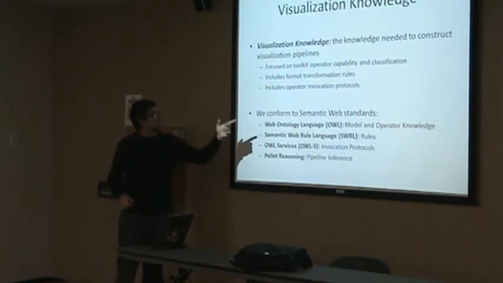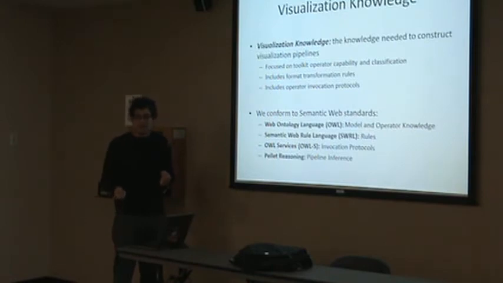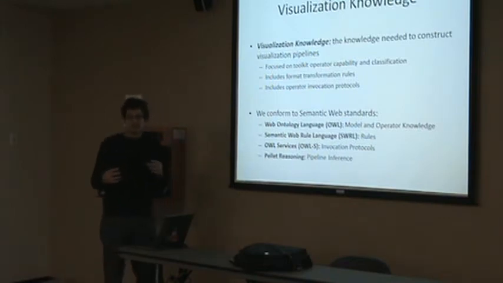It focuses on toolkit operator capability and classification. So what formats do the operators work with? What is their function? What is their role within the pipeline? Then the format transformation rules. So there are rules saying that every pipeline must have a view mapper, because a view mapper is the thing that generates a view. In order to link two operators in succession, the output format from one operator needs to match the input format of the next. So simple rules like that, we've captured in logical rules.